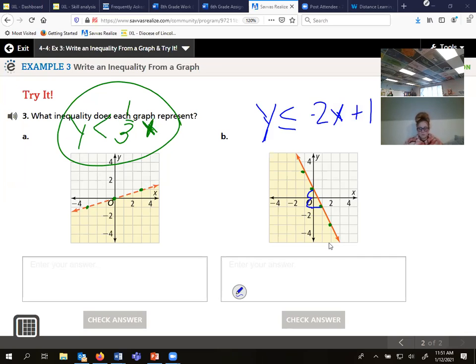Any questions on this so far? A little different. Just make sure you put the inequality signs in. And the slope, make sure you go up and down first, and then left to right.